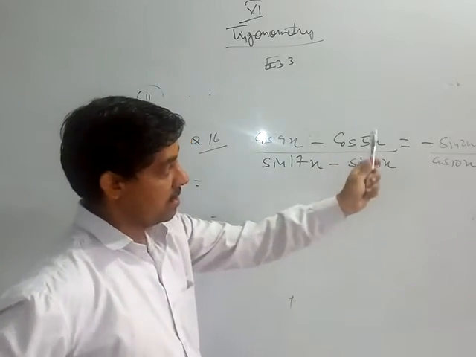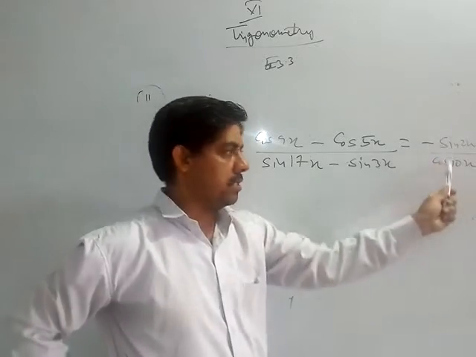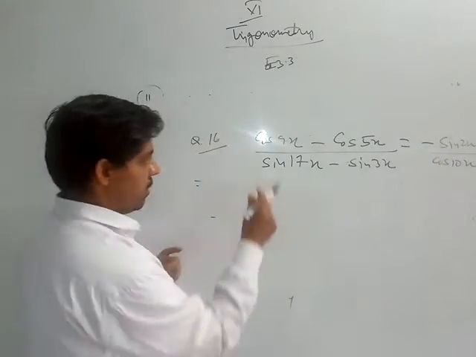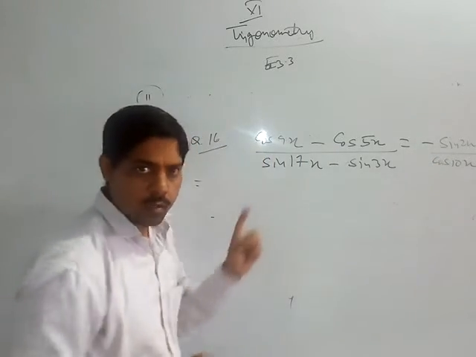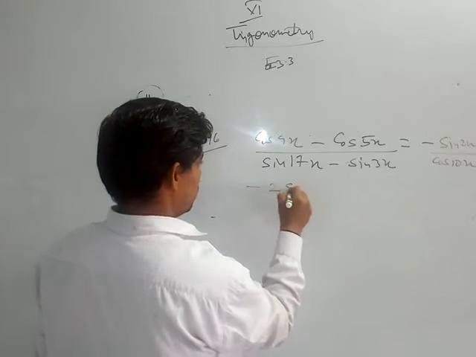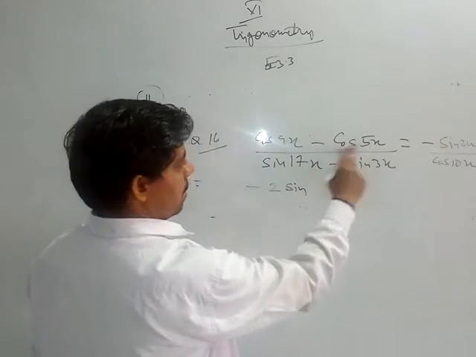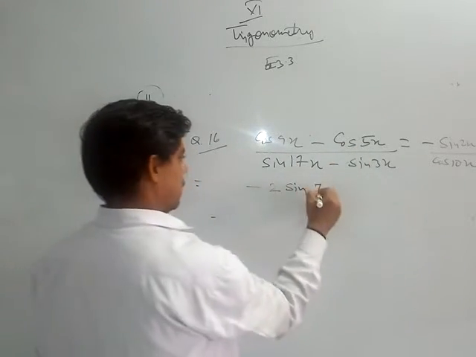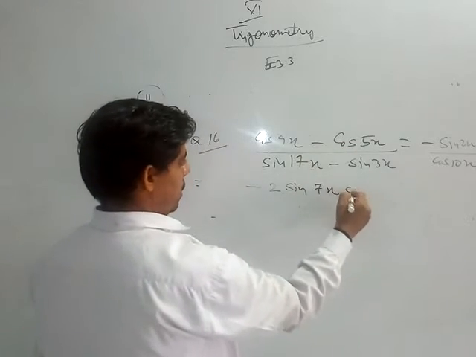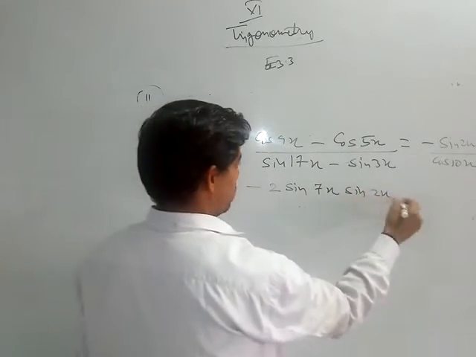14 by 2 gives 7, so 7 gets cancelled in the numerator and the denominator, and this will be proved. So we are using cos C minus cos D here. That is minus 2 sin of (C plus D) by 2: 9 plus 5 is 14, by 2 is 7x, and sin of (9 minus 5) by 2: 4 divided by 2 is 2x.